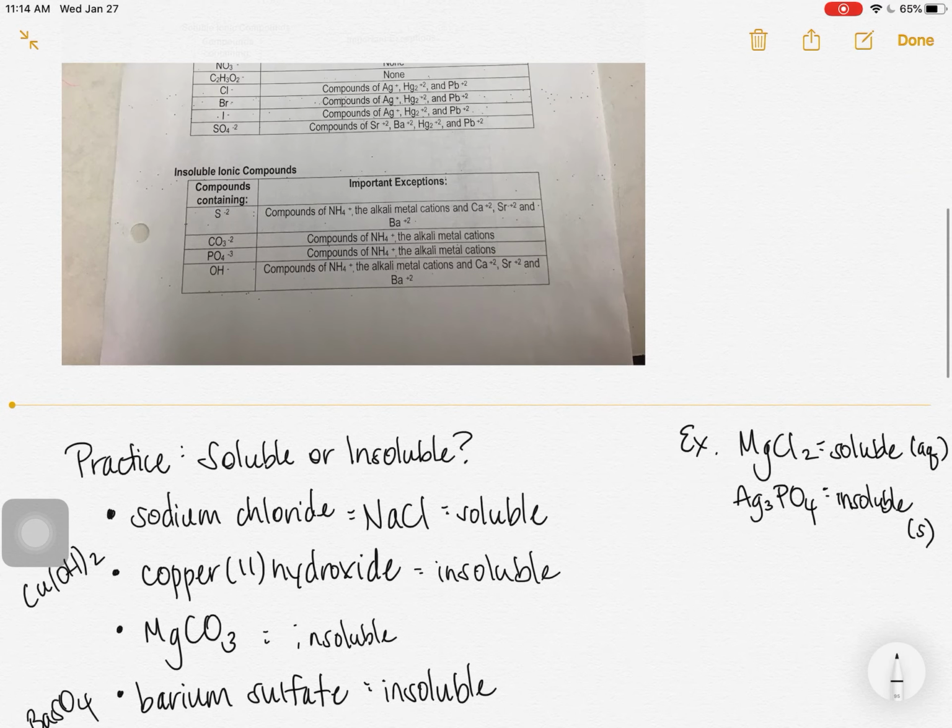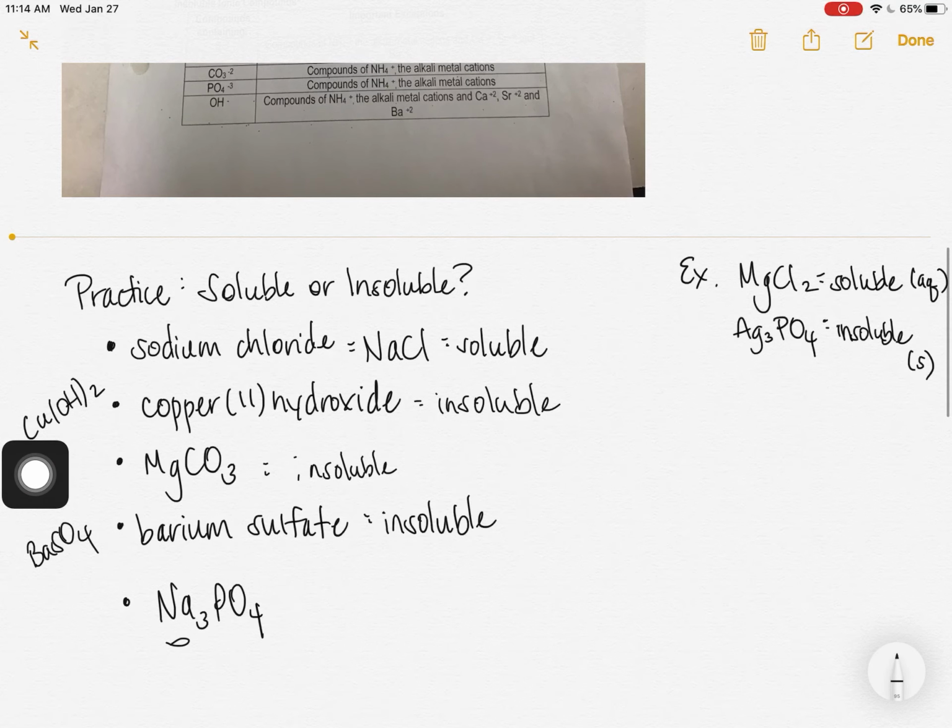And then sodium phosphate. Phosphate's in the bottom chart. Insoluble unless it's with NH4 or group 1. Well, sodium is a group 1. And so an exception to being insoluble is that it's soluble.